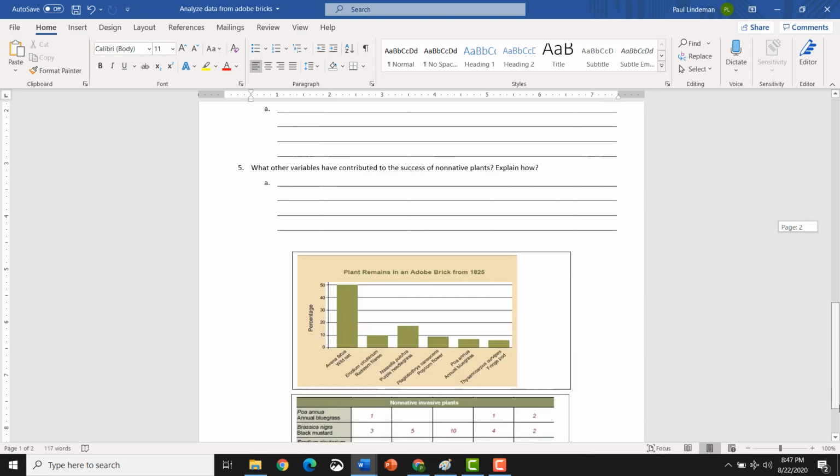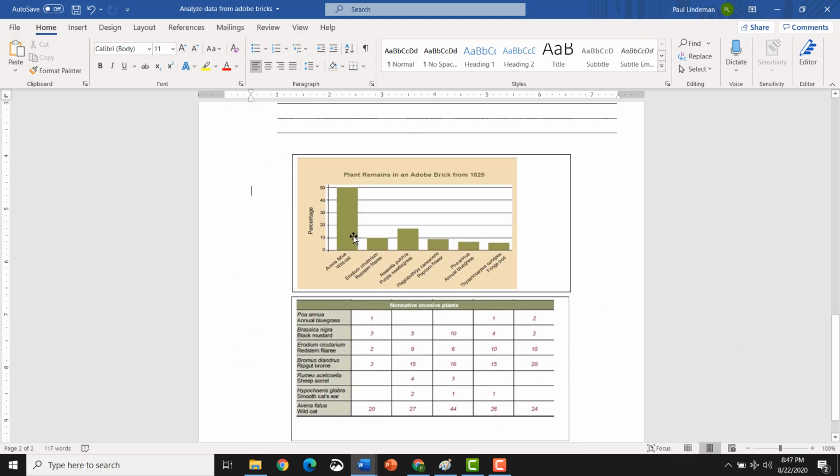Now at the bottom of the document, we have the plant remains in the adobe brick, and we have non-native species from this area. So anything that is on this list here is a plant that was here before 1825, because the seeds were left in the dirt, and the dirt was made into an adobe brick. So we know these plants must have been here before 1825.